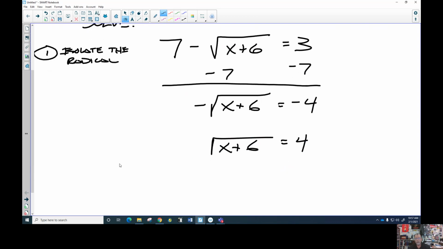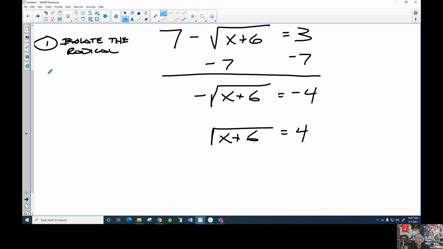It's all by itself. The next thing we do is eliminate it. I always say I never realized that the Marine Corps really got me ready for radicals, because in the Marine Corps we used to isolate radicals and eliminate them. So same idea. Anyways, square root of x plus 6 equals 4.